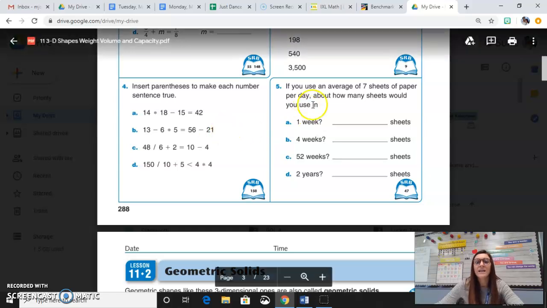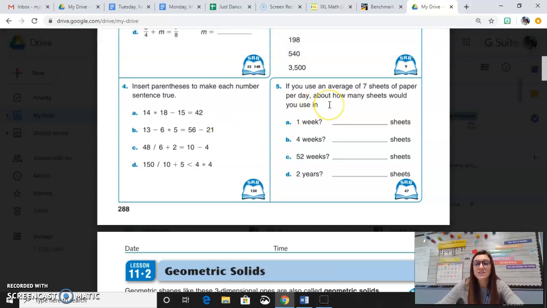Number 5, if you use an average of 7 sheets of paper per day, about how many sheets would you use in? So think about that. On a regular day, let's pretend we're in school, you use 7 sheets of paper. Now you need to figure out how many you're going to find in all of these. So 1 week, okay, well per day it's 7 sheets. And if there's 7 days in a week, 7 times 7 is going to give you this answer.